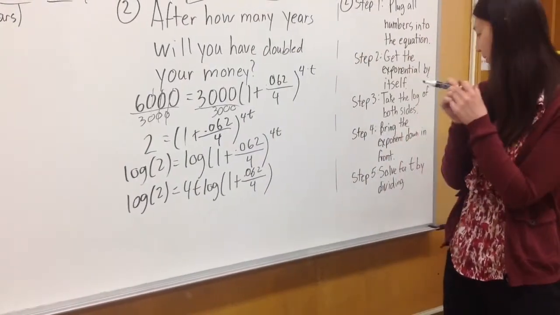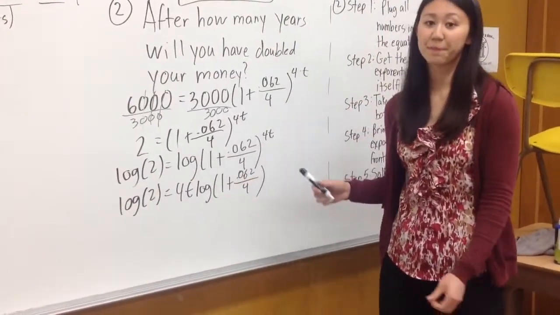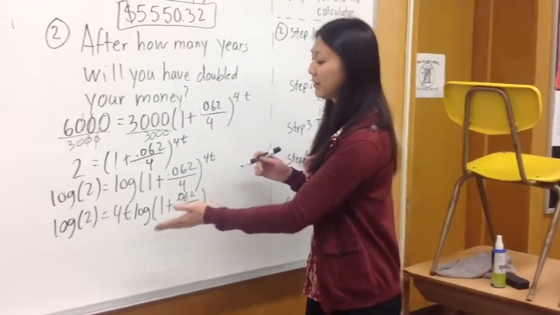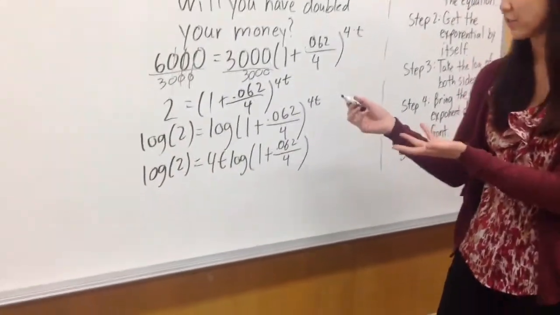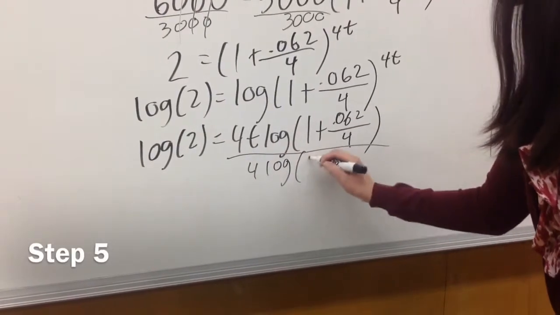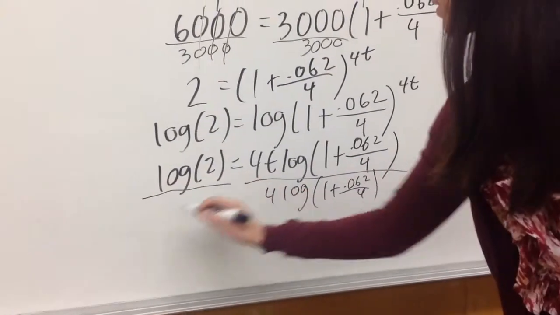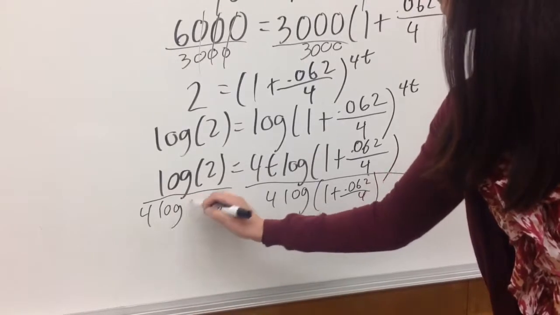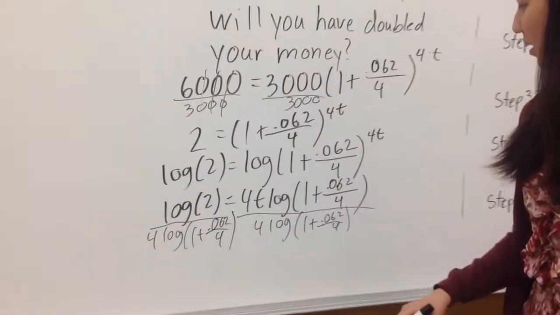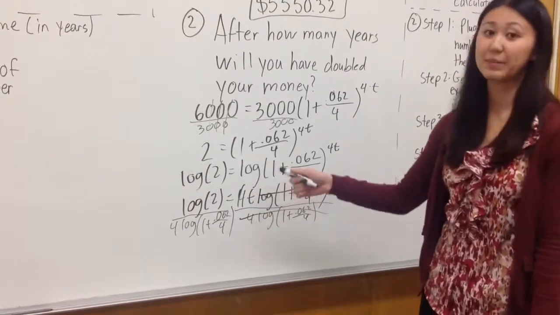And now we're on to our next step, step 5. As you can see, these 3 things here are multiplying each other, which means the way we get rid of the 4 in the log is just by dividing. So we're going to divide on both sides everything that's really not t. So divide everything: 4 log of 1 plus 0.062 all over 4. And same thing on this side, 4 log of 1 plus 0.062 over 4. So these completely cancel each other out, and now I have t by itself.